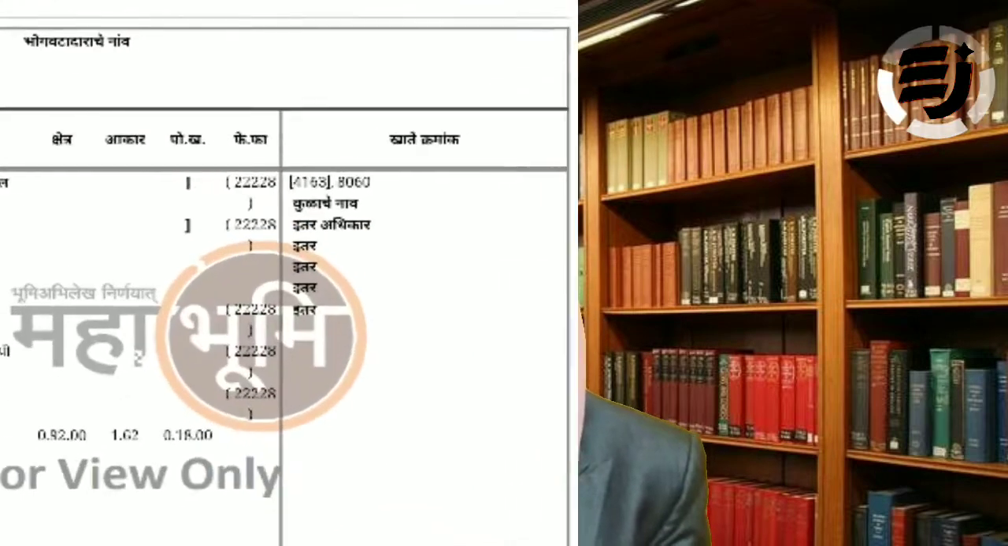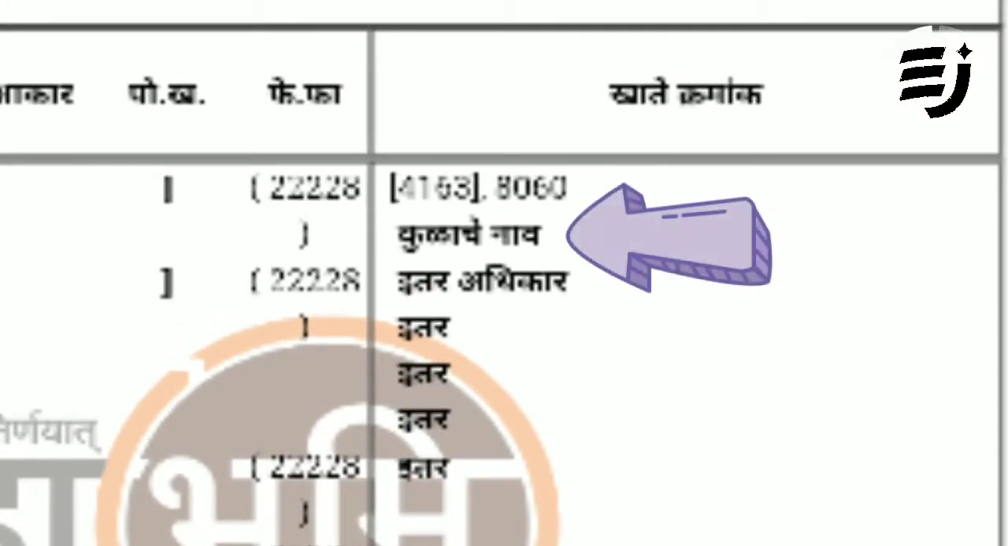Now, the next content is Kulache Nav. This indicates the names of all the persons who are cultivating the land, or the names of the tenants.